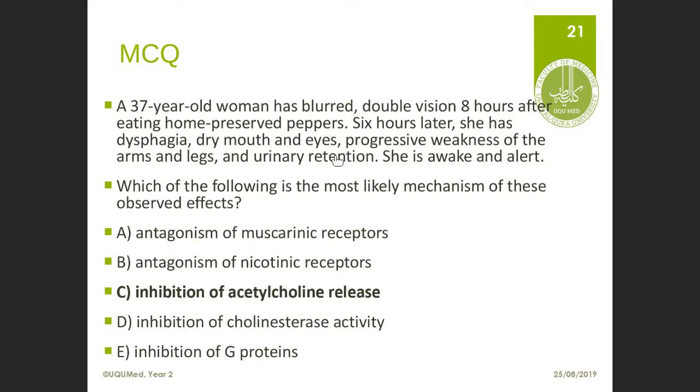But here the female is suffering from weakness of the arms and legs. So it means that the acetylcholine is not properly produced, not properly released, and not properly bound to the receptors to produce this type of effect, or sorry, the pathological effects. So option C is the best answer, because when there is no acetylcholine, there will be weakness of arms and legs, dry mouth and eyes, dysphagia, and the motility of the GIT would be slowed down.